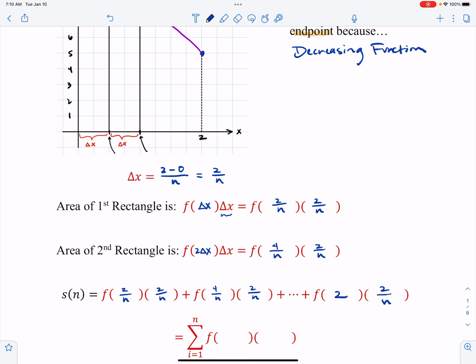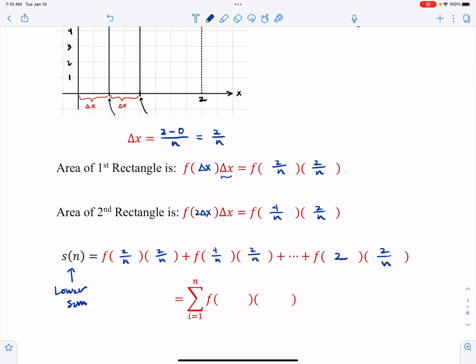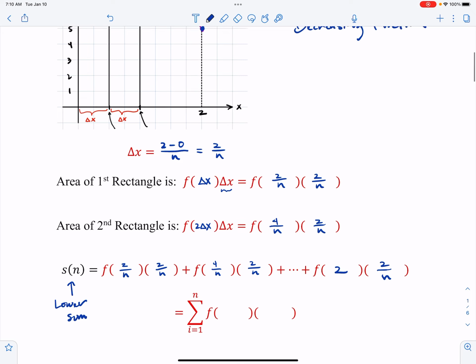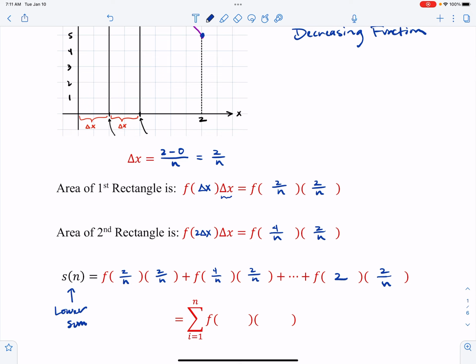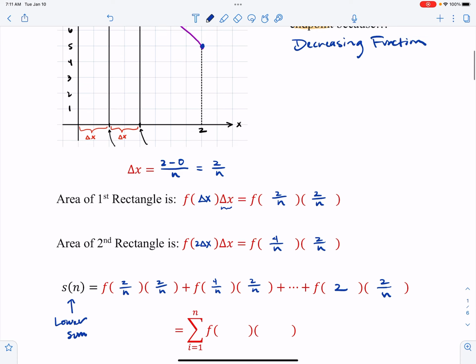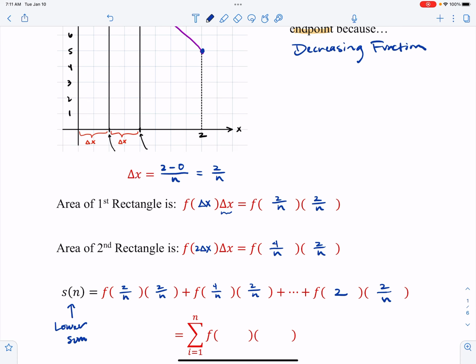So this is again the lower sum, right? Lowercase s means we're calculating the lower sum. And we want to rewrite this sum in sigma notation, with I equal to 1 up to n rectangles. So let's think about how we could rewrite the rule that would represent this sum, using I as our index.